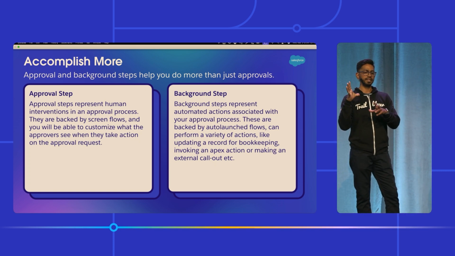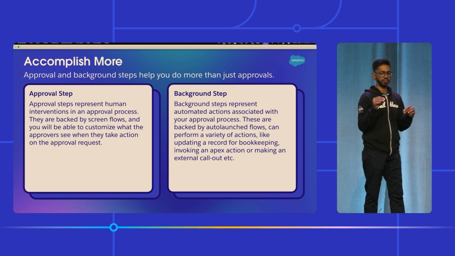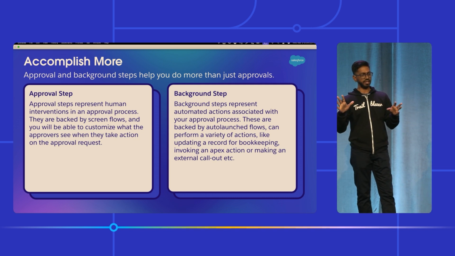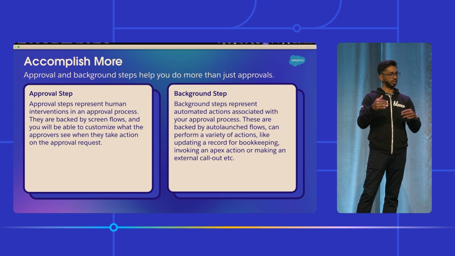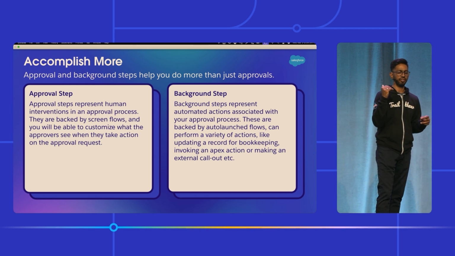And this is displayed on the record page. So you can make it look just the way you would like it to be. You can have images. You'll have the power of screen flows within it. You can have reactive screens. And you can also get records. So you can do everything that a screen flow does inside of an approval step.